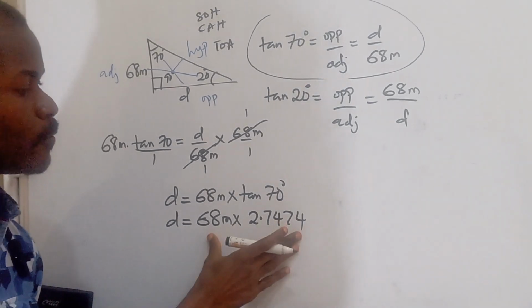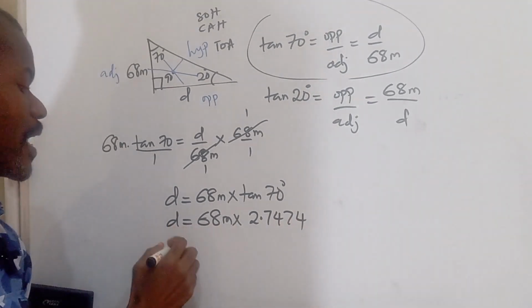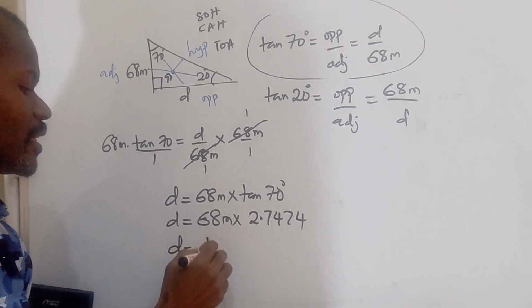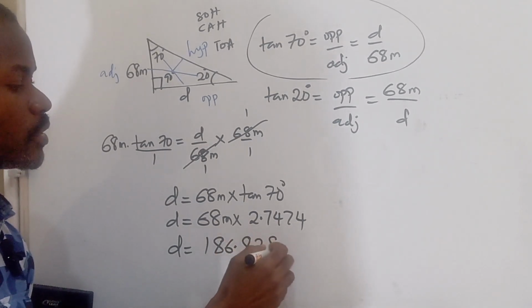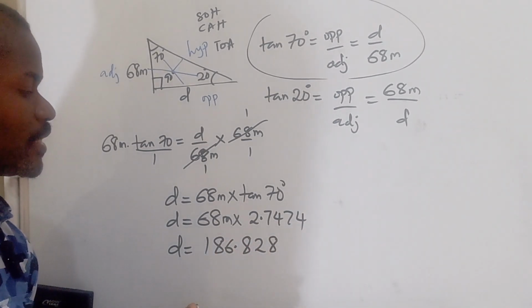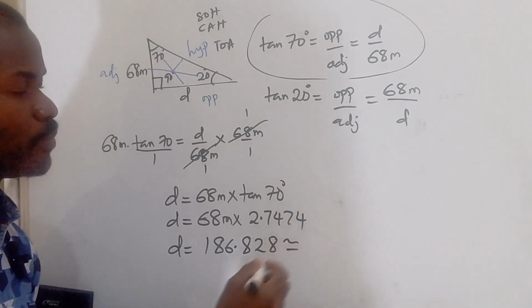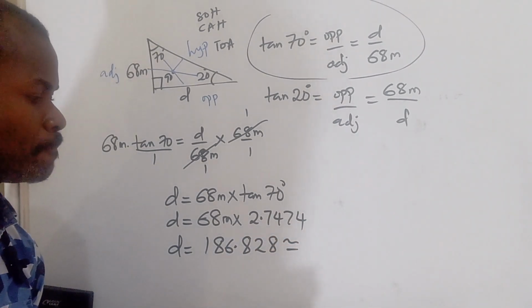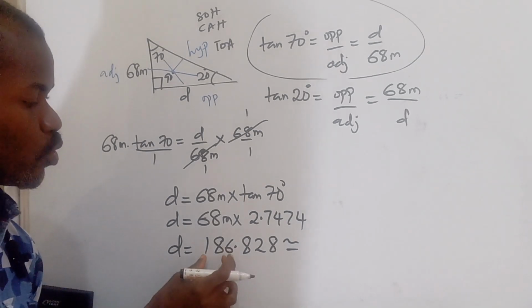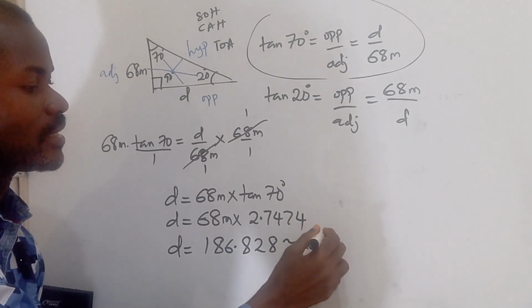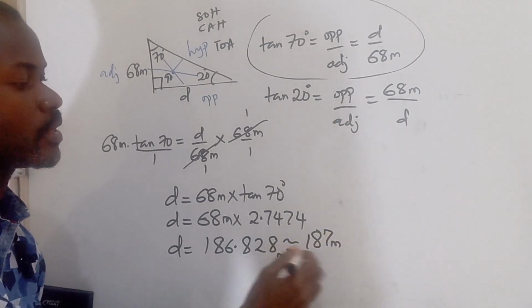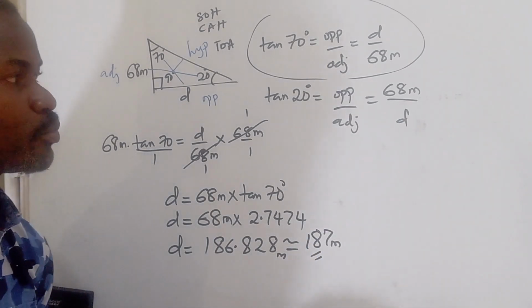If you push your calculator, when you calculate this ground distance, you are going to get about 186.828. But the question says we should keep it to the nearest meter. So the nearest meter, 186.8 is close to 187 meters. So that gives us the solution to this problem.